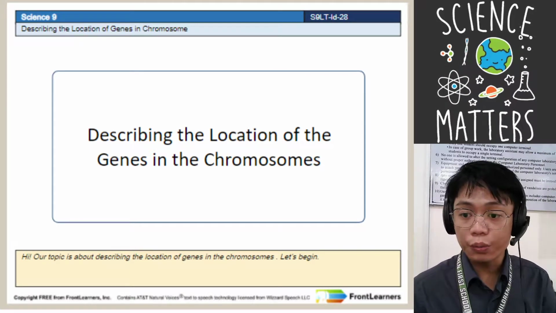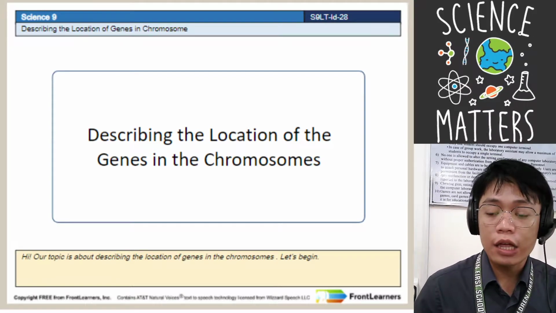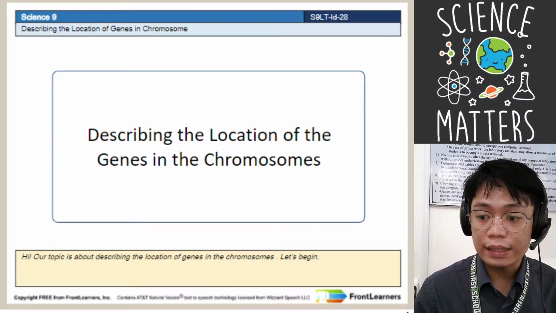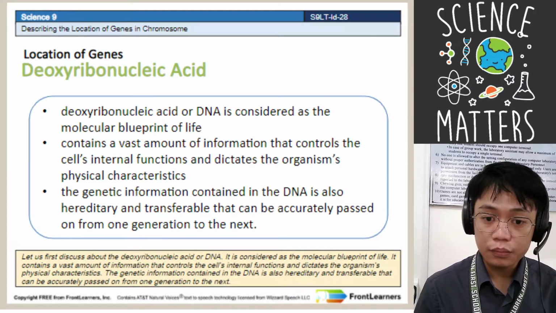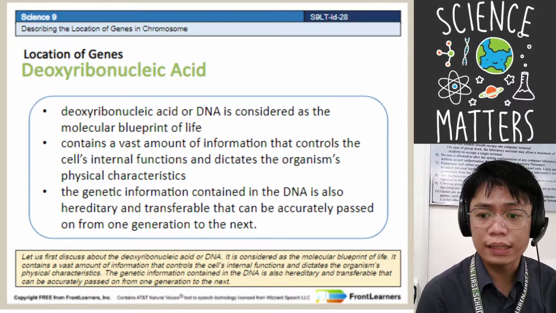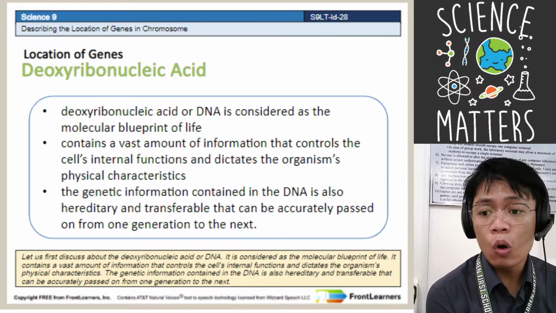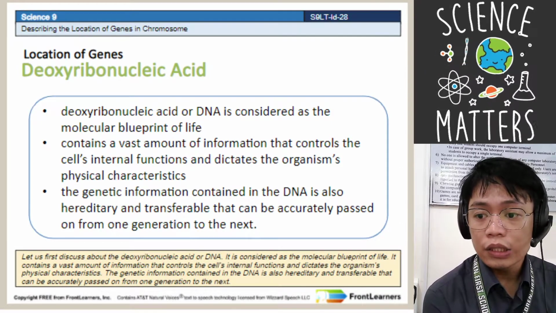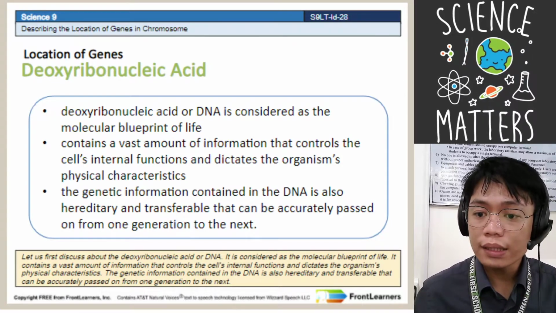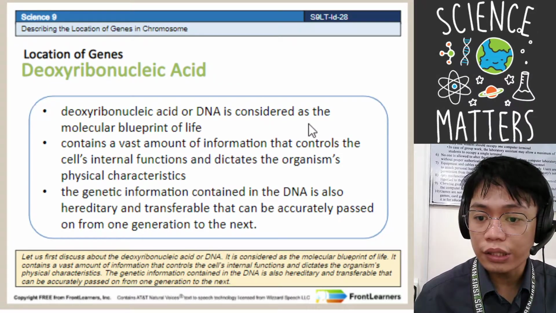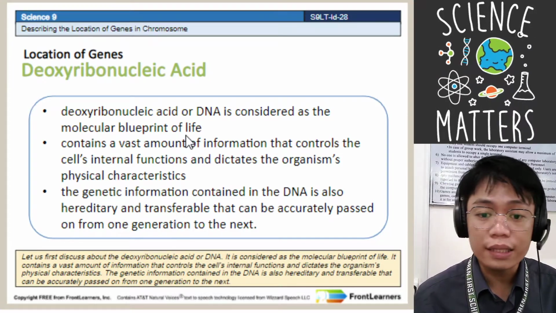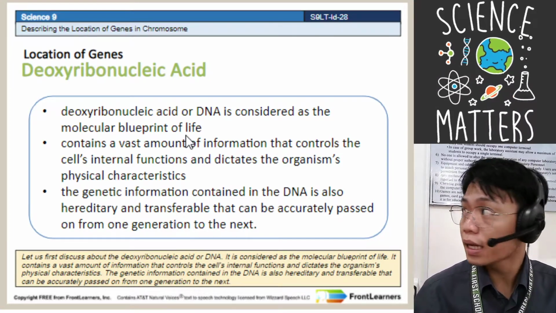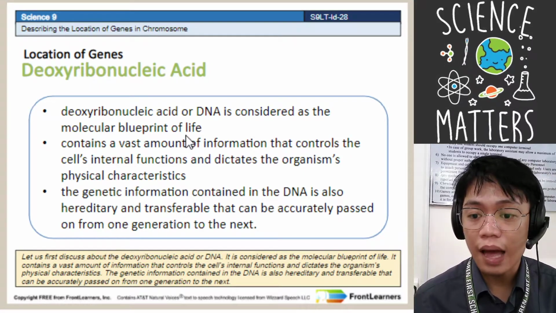In this video, we are going to discuss the location of genes inside the chromosome. Before that, let us identify what deoxyribonucleic acid, or the so-called DNA, is. Take note that DNA is considered the molecular blueprint of life because it contains all the necessary information that a particular organism has.